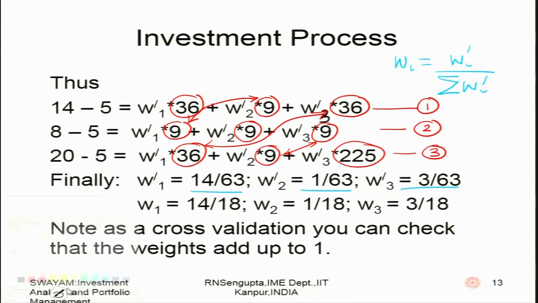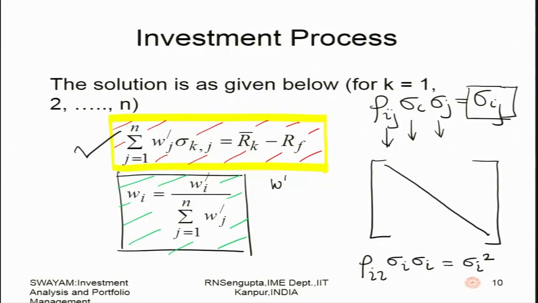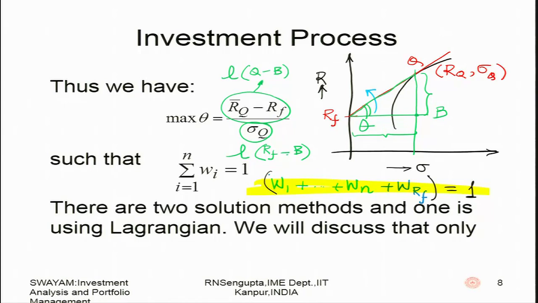Now, if you see, I will use the violet color here: 14 by 18, 1 by 18, 3 by 18. That means I am investing 14 by 18 as a ratio in my first stock, 1 by 18 in the second stock, 3 by 18 in the third stock. Double check, they add up to 1. Now, the point is that I found out, this is the point Q. If I go back to the slide, since this is too congested, here I have found this point. This RF is already known, 5%. Join them and you get the efficient frontier.